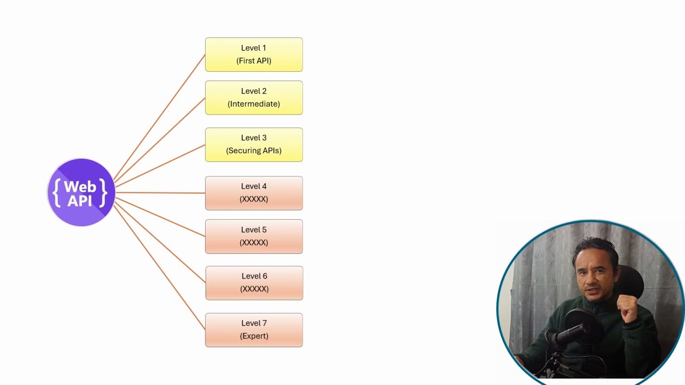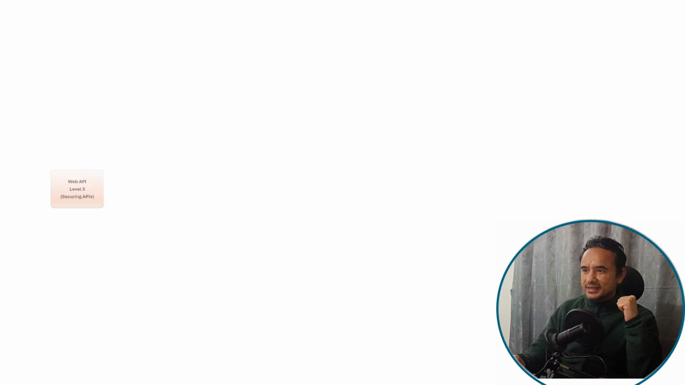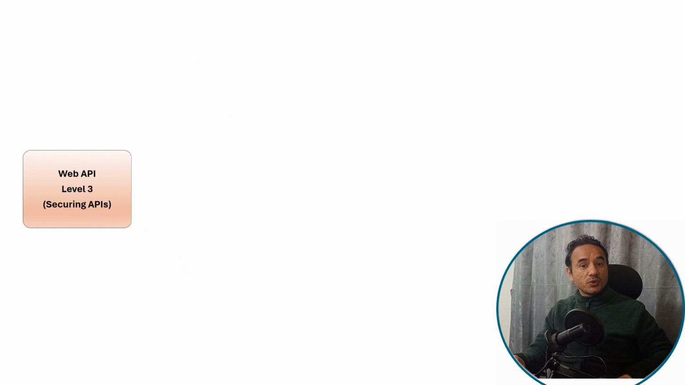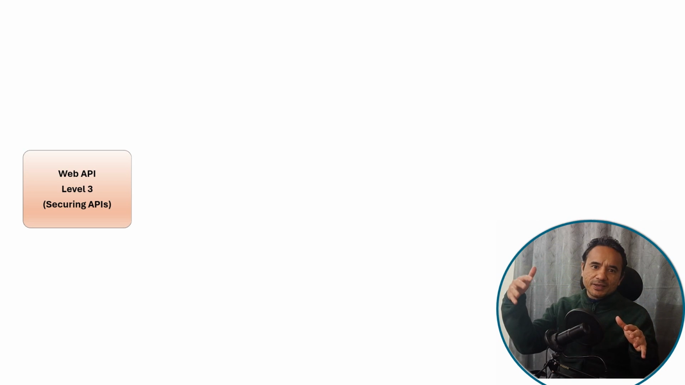Great. So now let's continue to our roadmap, which is we will talk about securing the APIs, because security is critical in web APIs. Otherwise, anyone can hack, pass data to your web API and can hack it, right?